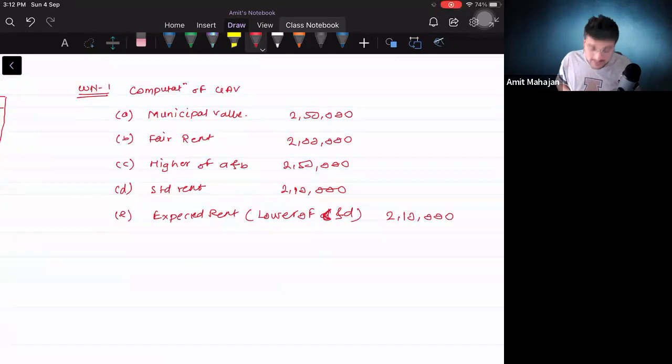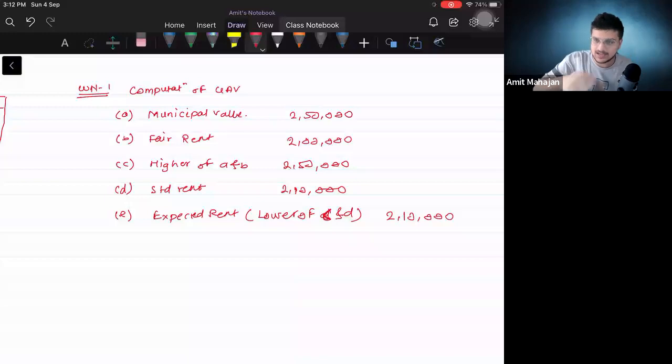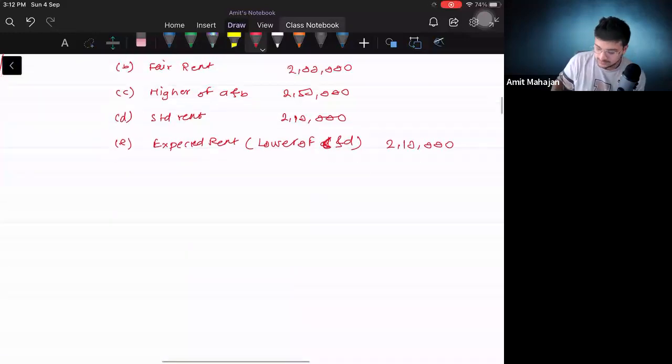Now expected rent सबको समझा? हाँ, मतलब presentation वाइज तुम लोग को जैसे लिखने का है वैसे लिखो, कुछ प्रॉब्लम नहीं. मैंने ऐसे लिखा, ऐसे necessary नहीं है ऐसे लिखना, जैसे दिमाग में आया वैसे लिखो. Expected rent का answer should be 2 lakh 10. That's it. करेक्ट है? Okay.